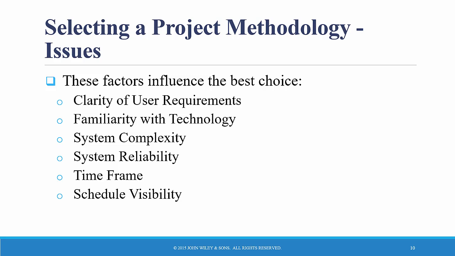System reliability. Is it a system critical type of project? Will the system need to be highly reliable, or is some downtime tolerable? The amount of time that is available. If the project time frame is tight, sometimes the formal waterfall approach, the system development lifecycle, just won't work. There's not enough time. You need to do some sort of prototyping or agile approach. And finally, schedule visibility. Are the project sponsors, users, or organizational managers anxious to see progress?